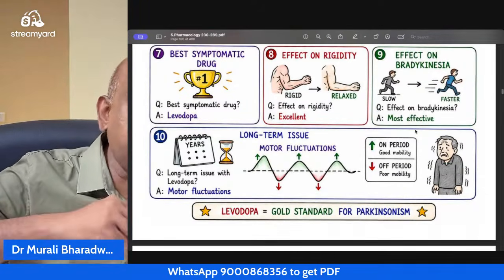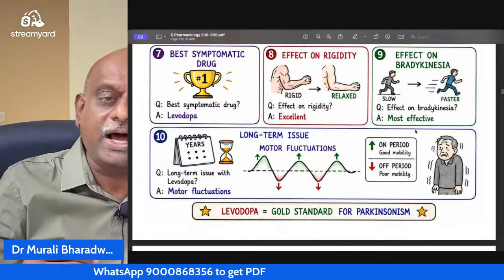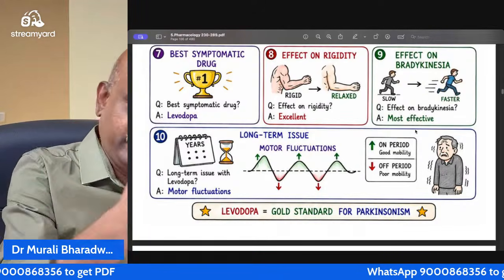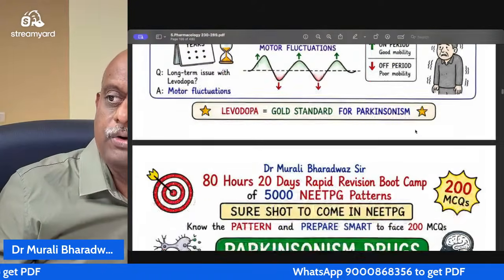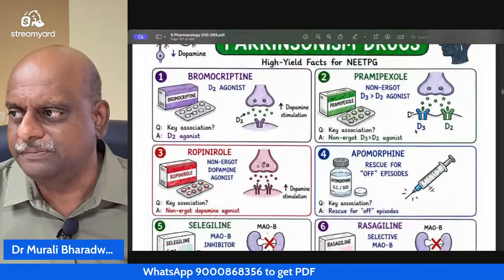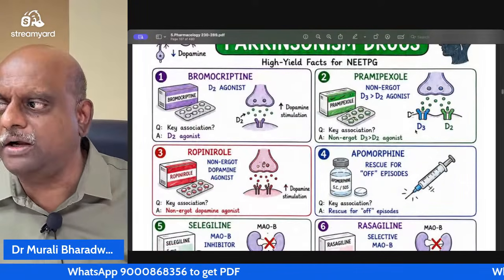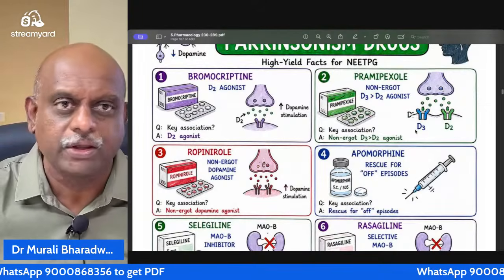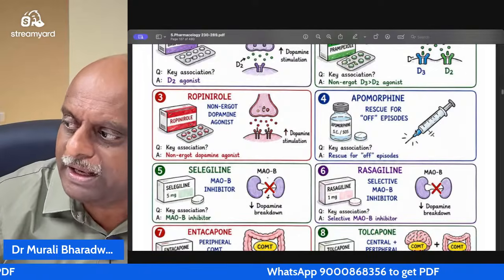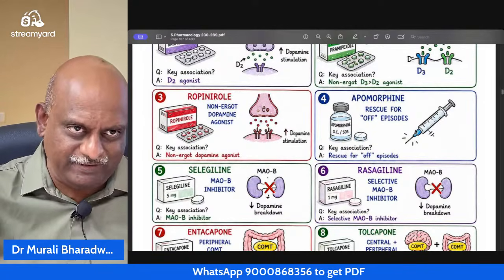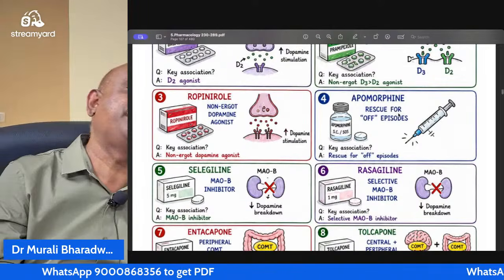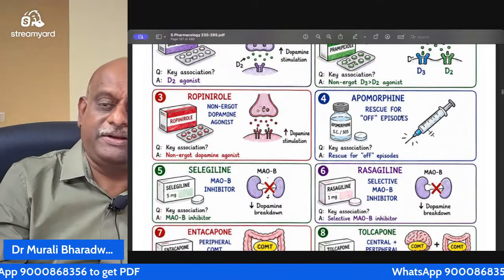But with levodopa, when you use it long term, it leads to motor fluctuations. They are called on period with good mobility, off period with decreased mobility. Now, doctor, let's talk. What is bromocriptine? D2 agonist. Pramipexole, non-ergot, D3 more than D2 agonist. Ropinirole, non-ergot. Apomorphine, typically whenever off episodes are there when you are giving levodopa, to rescue the off episodes, we give apomorphine. Favorite MCQ.